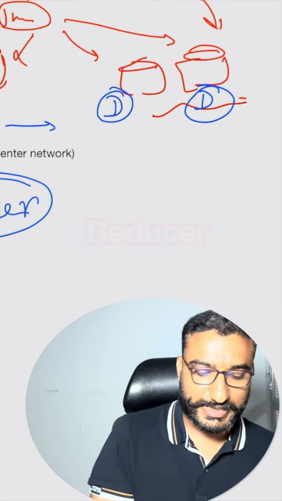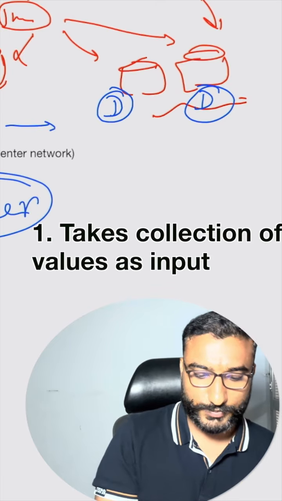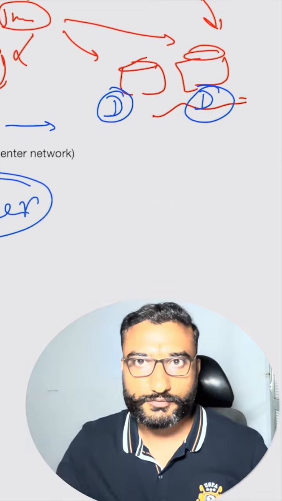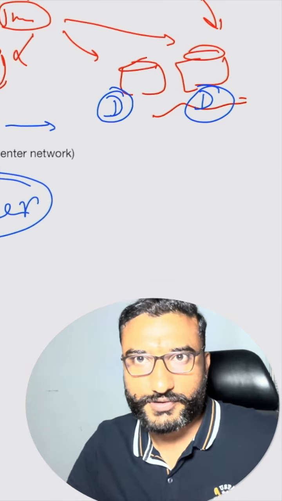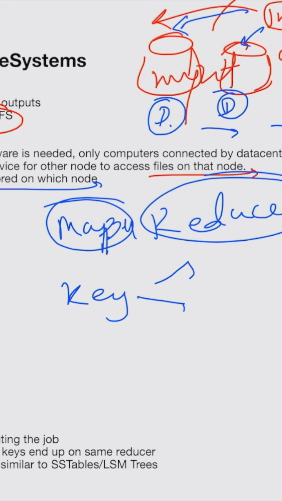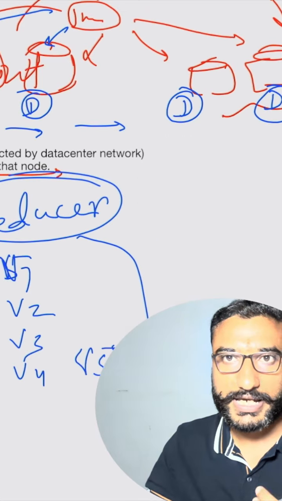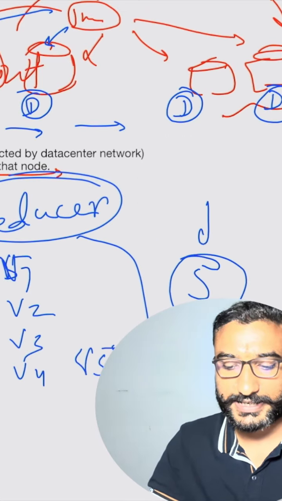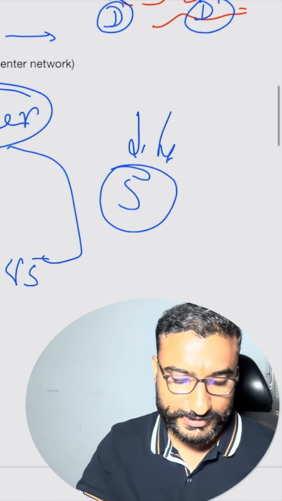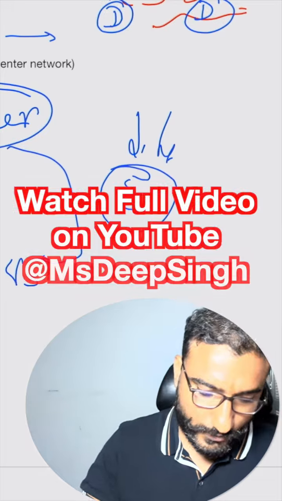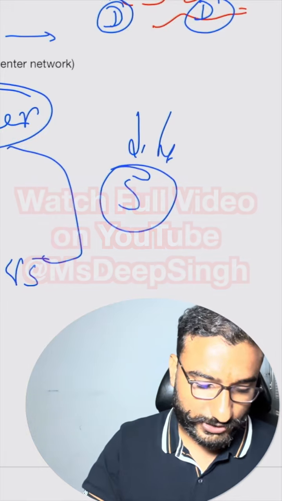Once that is done, the job of the reducer comes in. The reducer takes the collection of values as input and produces the output, whatever logic is there, whatever kind of evaluation we want to do. Let's say we want to count the number of values. You have this key, and against this key you have 5 values, v1, v2, v3, v4, v5. If you want to calculate the count, the count will be 5. This is handled by the reducer. Once that is done, it is stored back to the HDFS, the file system. So this is how the MapReduce job execution works.